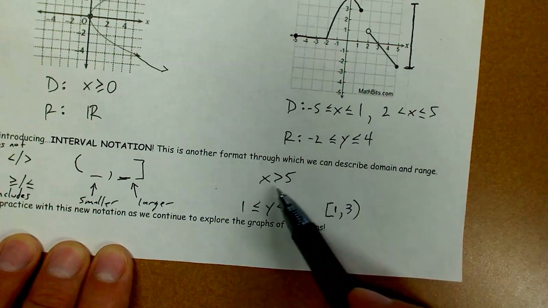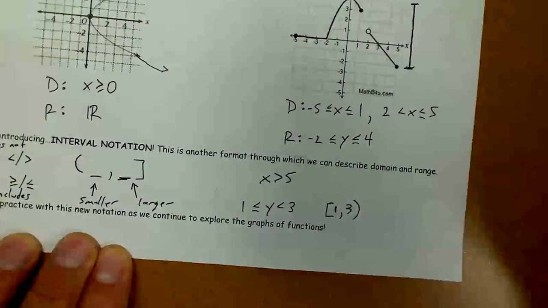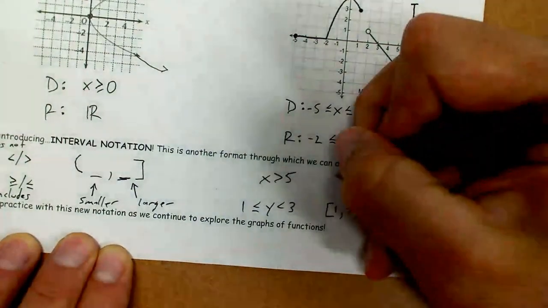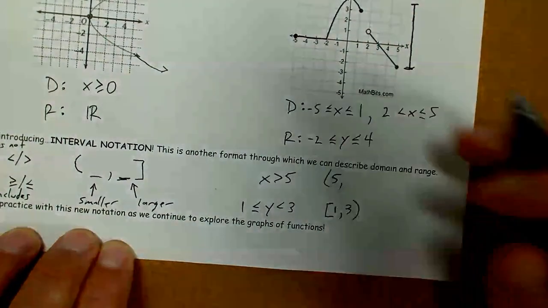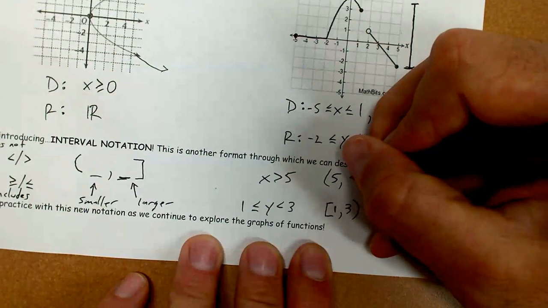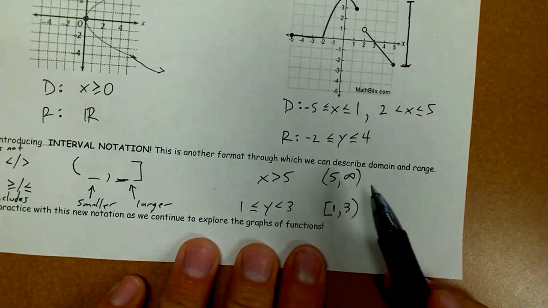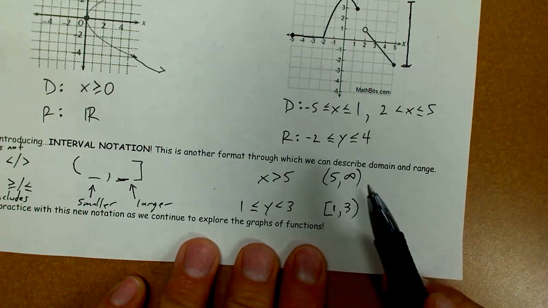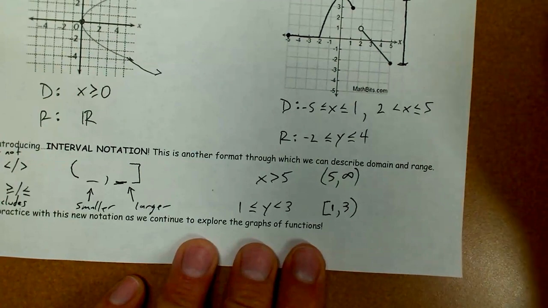Now you might be going, well, what happens if you only have one number? Well, x is greater than 5. So 5 is the smaller number. Okay. So that's going to go on the left. It is not including it. And when you don't have a larger number, we're just going to write infinity. And infinity will always come with a parentheses because we cannot contain infinity.